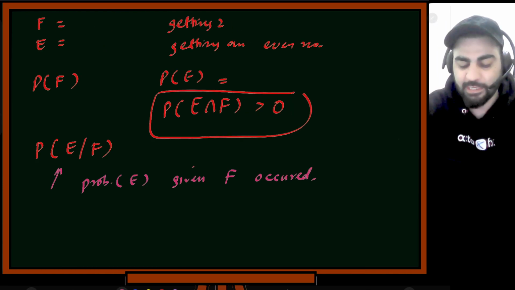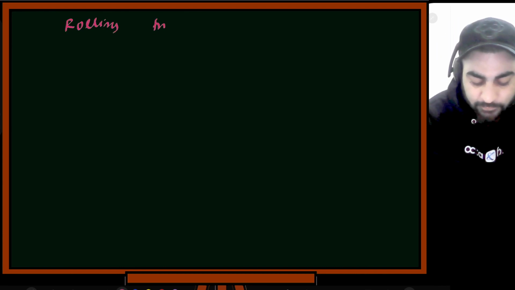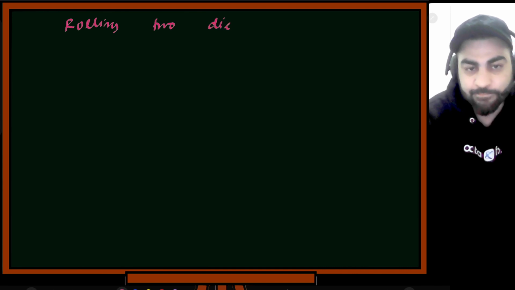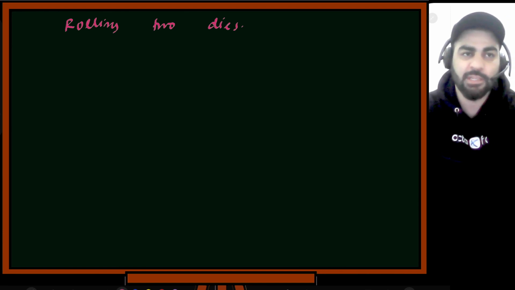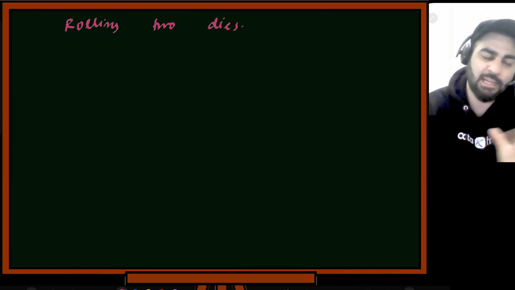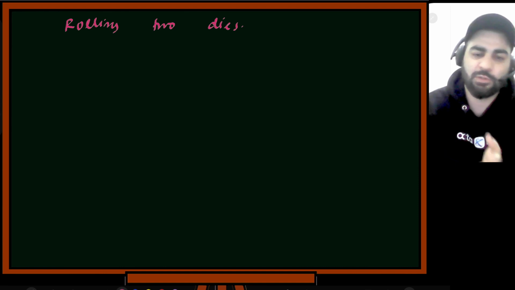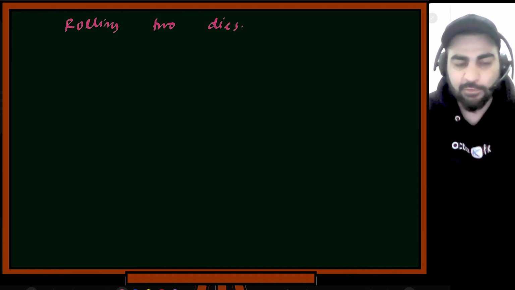Now we can again see this. Let's experiment again by rolling 2 dice. In the rolling of 2 dice, you know that there are 36 possible combinations. It can be 1 1, 1 2, up to 1 6. Similarly, it can be 6 1, 6 2, till 6 6. So this is what we can get from rolling 2 dice.